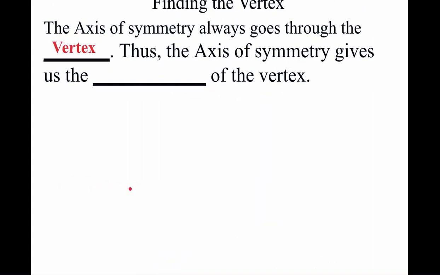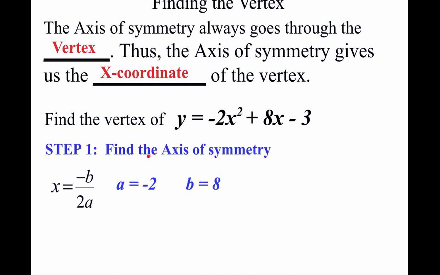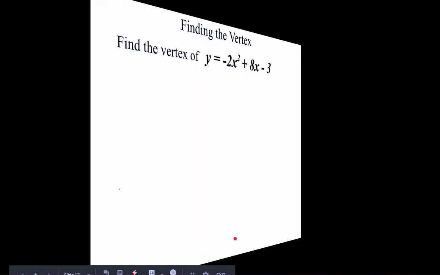To find the vertex from this, you're going to use your x coordinate that you just found, and you're going to plug it into the equation. So let's do another example. We are to find the axis of symmetry first. So b is 8, a is negative 2, so let's plug it in the equation x equals negative b over 2a. In doing so and reducing, you see that the x value is 2. That is your axis of symmetry.